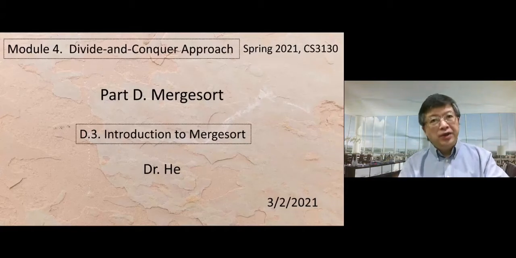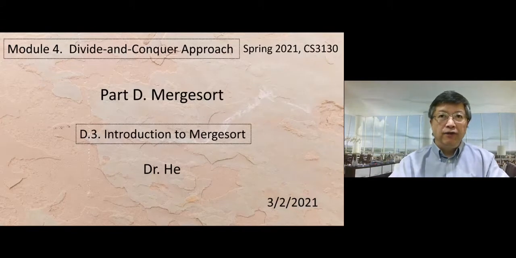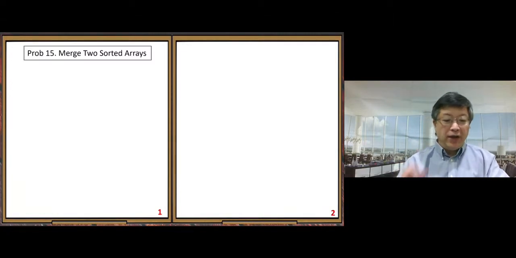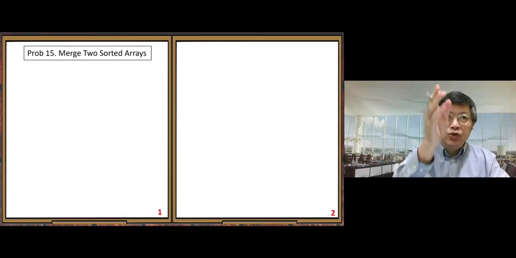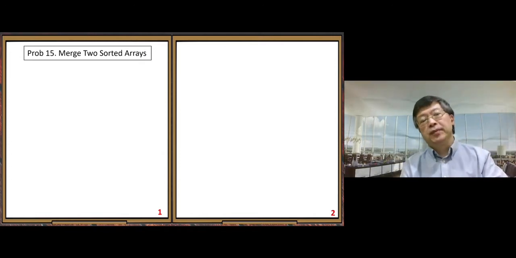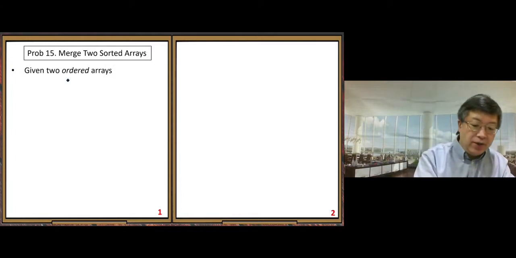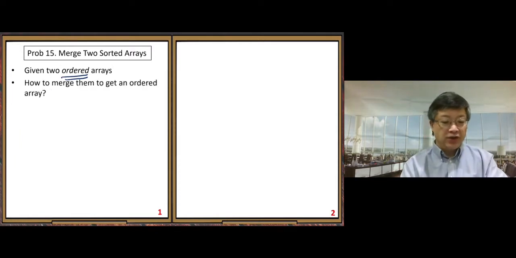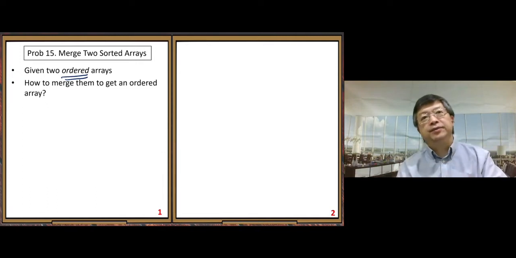20.3, Introduction to Mergesort. Now we start to learn Mergesort. First, let's look at a simple problem. Our next problem, problem number 15. Merge two sorted arrays. Given two ordered arrays, we assume each one already sorted. The question, how to merge them to get an ordered array?